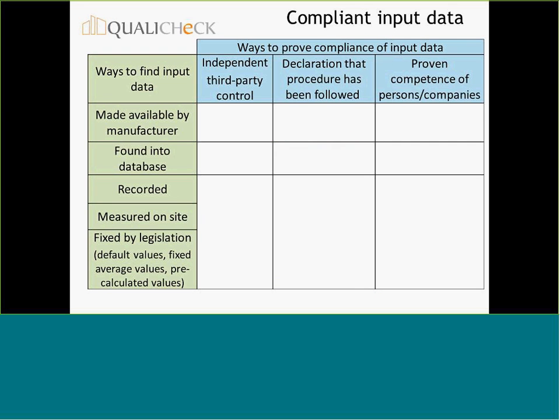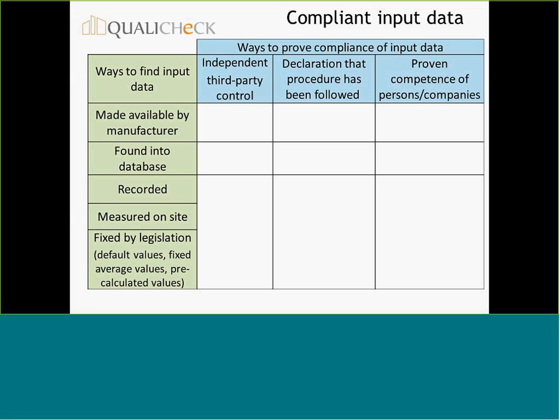What about the compliance of the input data and the way to prove it? On the first column of this table, you see different ways or places where EPC input data can be found. They can be made available by manufacturers, they can be found in a database, they can be recorded on site by an expert, they can be measured on site, they can also be fixed by the calculation procedure of the legislation, for example, default values, fixed average values, pre-calculated values.